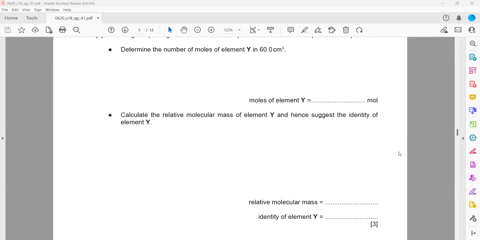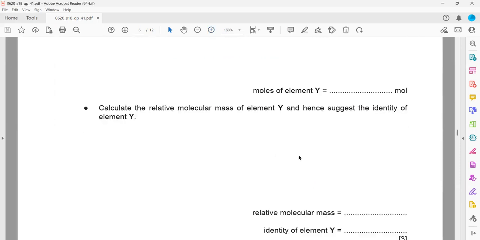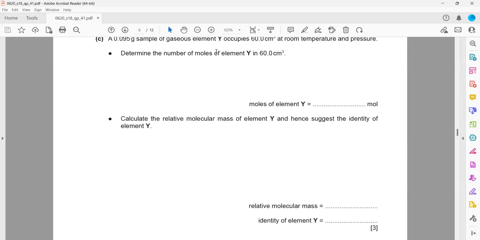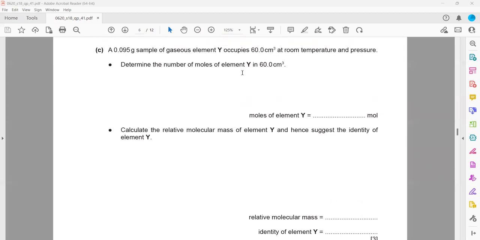But they asked for the relative molecular mass. The relative molecular mass was 38, that's why I wrote 38 there. But to identify the element, I should know the atomic mass. I will not change the relative molecular mass to 19. But to identify the element, because the mass of a molecule is 38, the element should be 19. And according to the periodic table, the element should be fluorine.